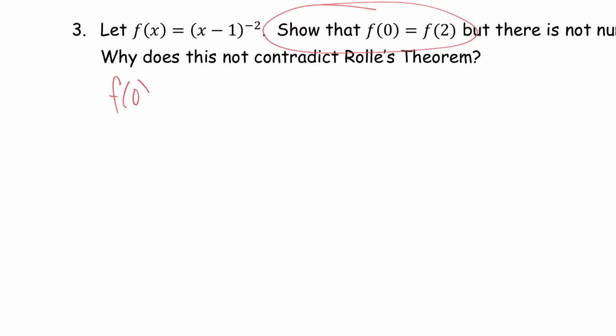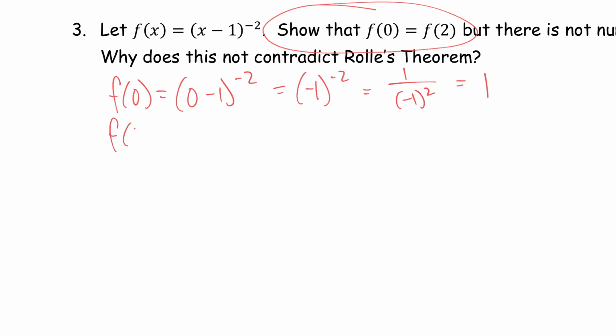So f of 0, we're going to plug in 0. We get negative 1 to the negative 2, and that's really like saying 1 over negative 1 squared. That's just going to be 1. If we do f of 2, we also get 1. Okay, so f of 0 equals f of 2. Great.